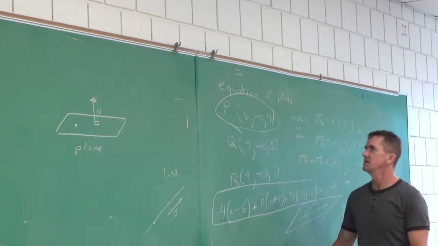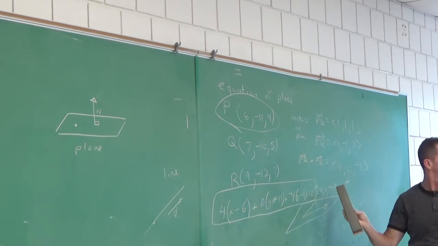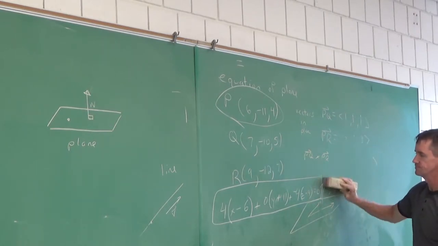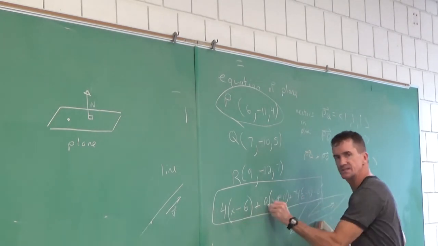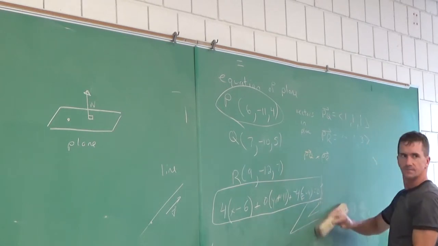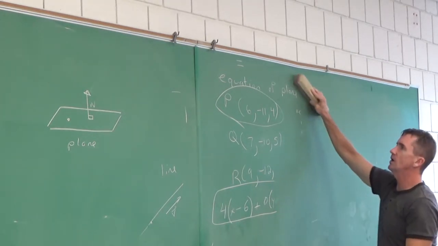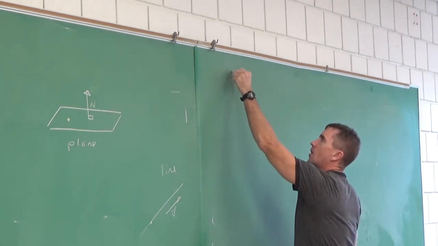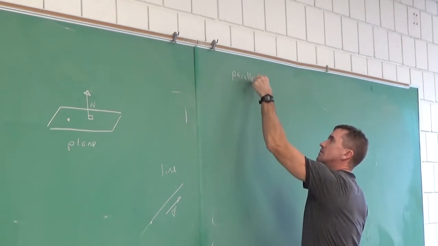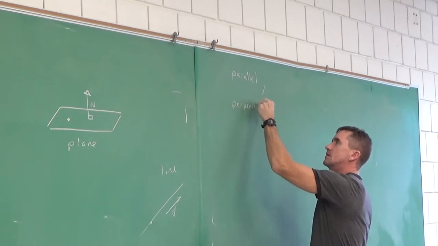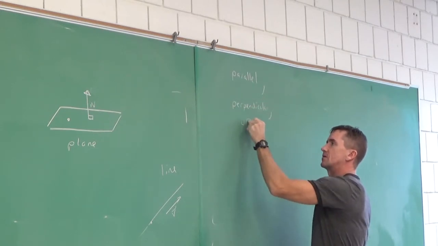Planes. Now we know how to get the equation of a plane, right? How can we tell if two planes in space are parallel or perpendicular? That's what we're going to write. Now you all notice these numbers in front of the x, y's, and z's, they represent the normal vector, right? That's key. Well, how do you know if two planes are parallel, or are they perpendicular, or the other answer would be neither?